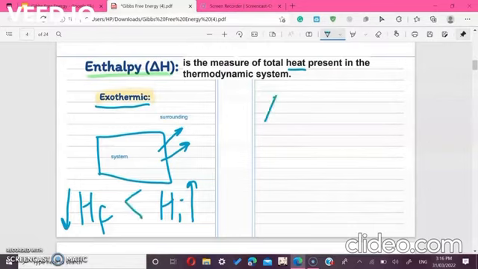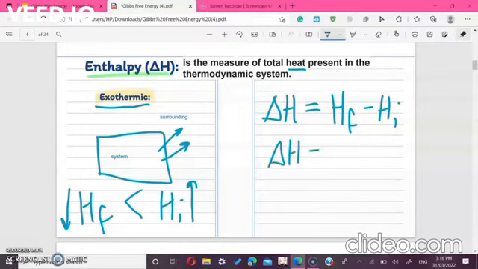How do we find delta H? We do H final minus H initial, and if H initial is greater than H final, we will end up with having a negative delta H. So we can conclude that when delta H is negative, the reaction is an exothermic reaction.